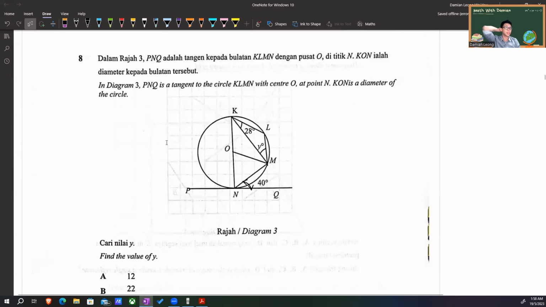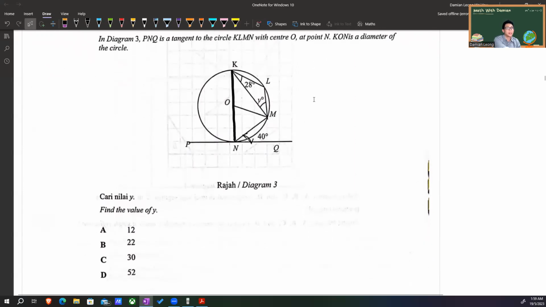Question 8. P and Q is a tangent to the circle KLMN with center O. At point N, KON is diameter of the circle. Yeah, this is diameter. Find the value of Y. So I want to find Y here. P and Q is a tangent line. So when it's a tangent line like this angle is 40. So we can refer to this triangle. Angle in the alternate segment means opposite of the chord, the angle should be the same. So here will be 40 degrees.